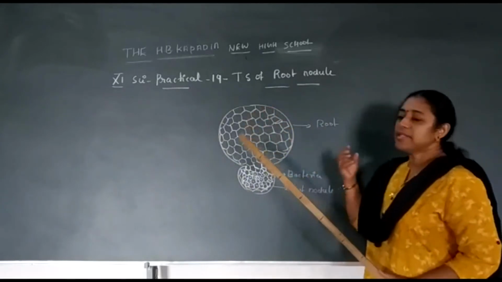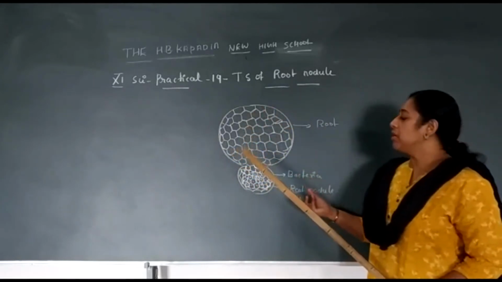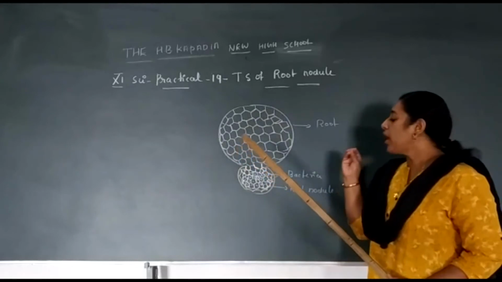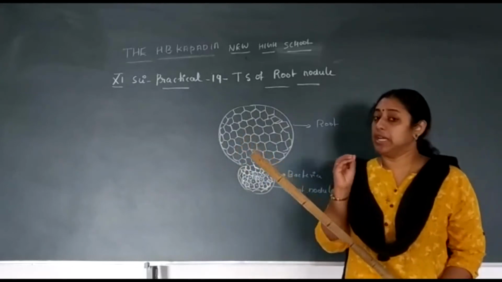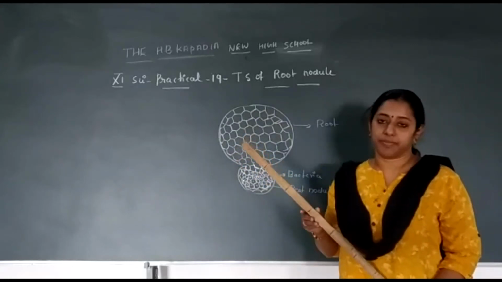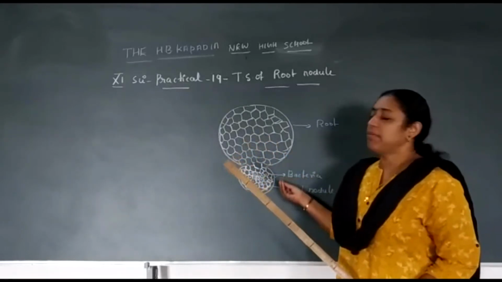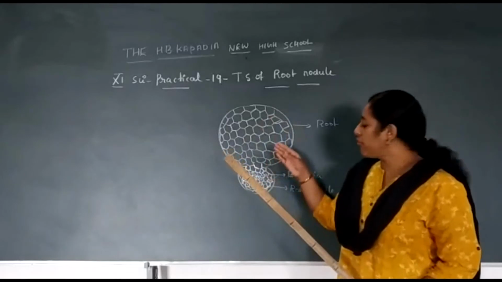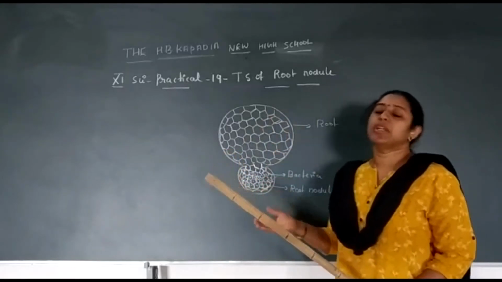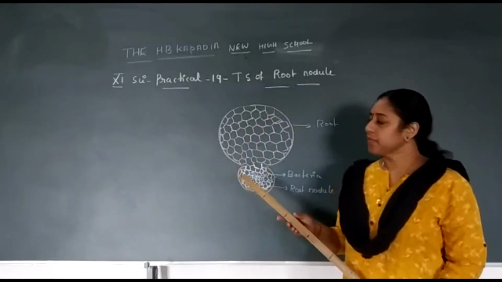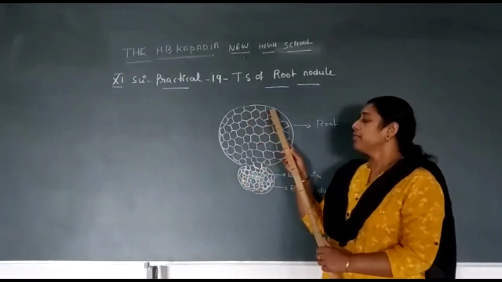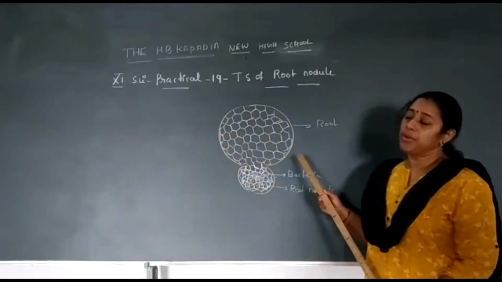Because in the diagram it is very clear. When you are taking a TS, you can find bacteria as small black dots. You can't see a well expanded structure. So first I am explaining the TS of root nodule in a diagrammatic view, then I will show you the slide. Okay. So this is the TS of root nodule.